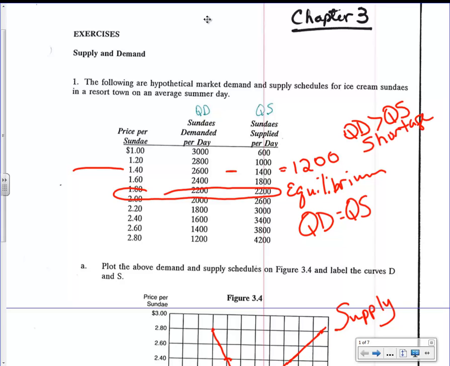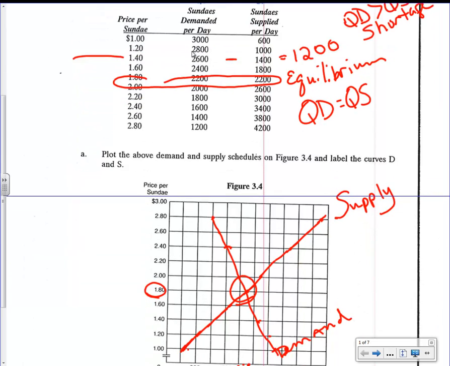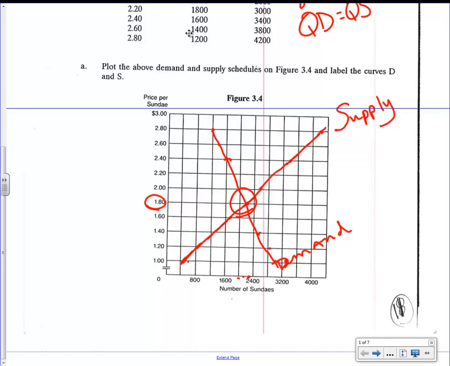That will give us a shortage. When quantity demanded is greater than quantity supplied, we have a shortage of 1,200 sundaes. Now, we can also see this on our graph.